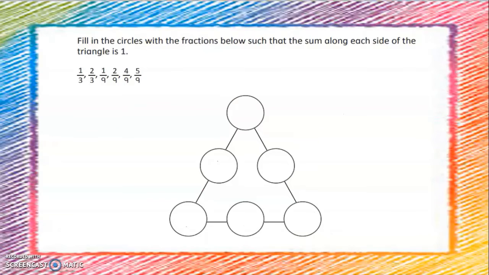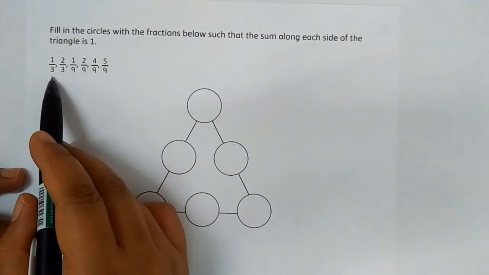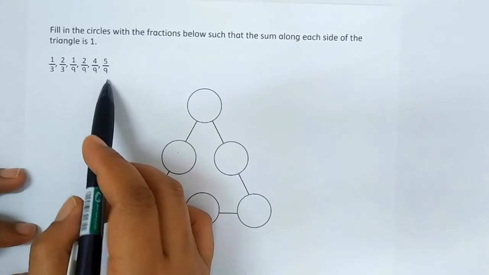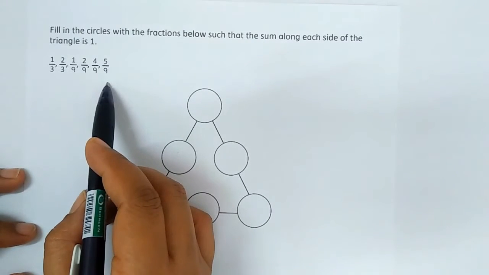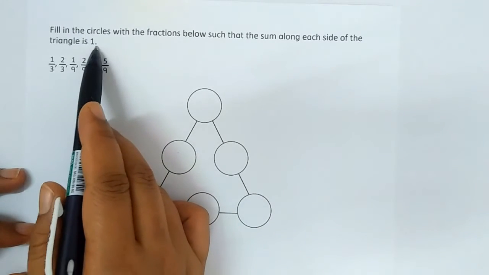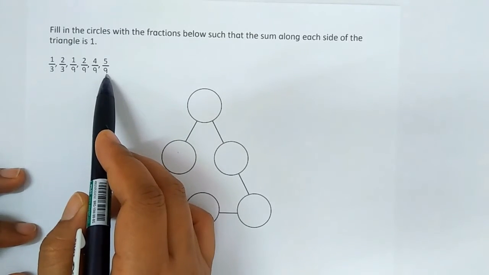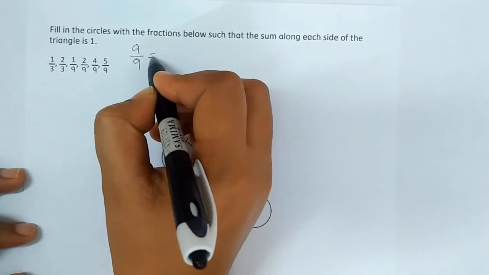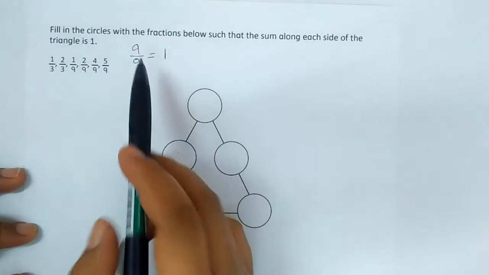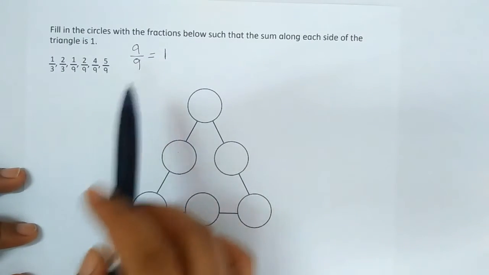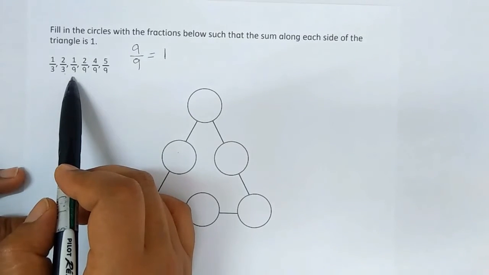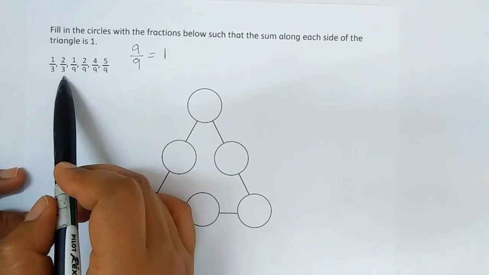Okay, let's try this problem to answer. Use guess and check. You can see here we have fractions 1/3, 2/3, 1/9, 2/9, 4/9, and 5/9. How are we going to add the fractions so that the answer will be 1? If the denominator is 9, it means the numerator must be 9 also, so that we have 1. So we're going to find the sum 9/9. But you can see here, denominators are not the same with 9. So what we're going to do first is to make the denominators of 3 become 9.